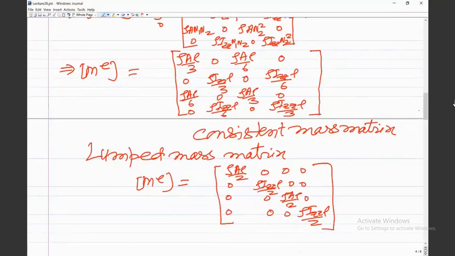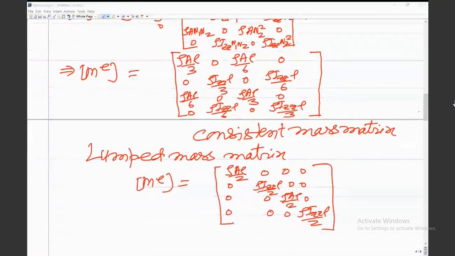So this is how you get the mass matrix for the Timoshenko beam element.